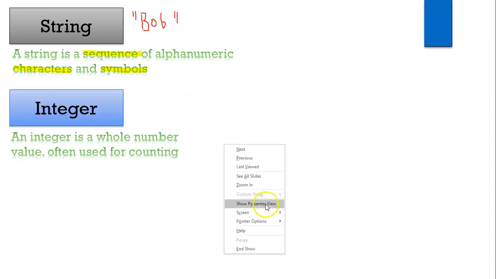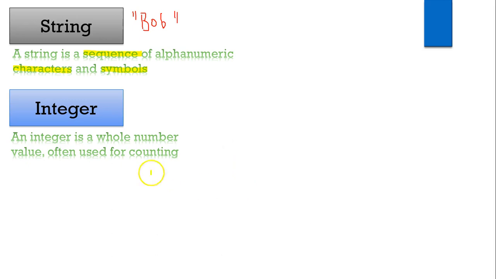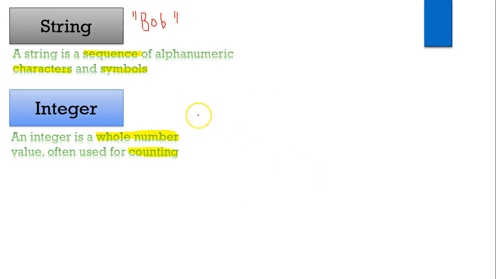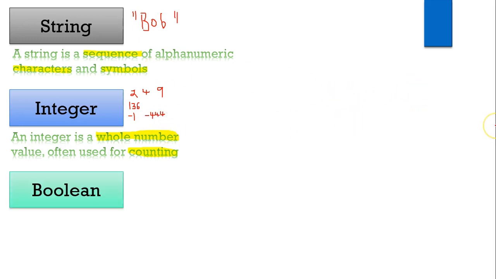Integers are whole numbers often used for counting. So, where we talk about a whole number, and obviously for counting, you don't necessarily need to have counting, but you need to know that integers are whole number values. So, whole numbers include, let's say 2, 4, 9, 136, but with regards to a whole number, this includes negatives as well, so negative 1, negative 444, these are all integers.